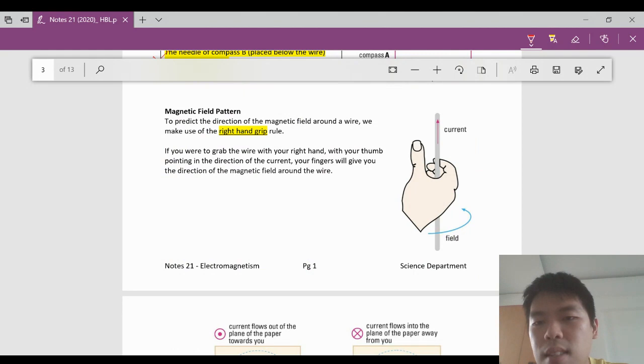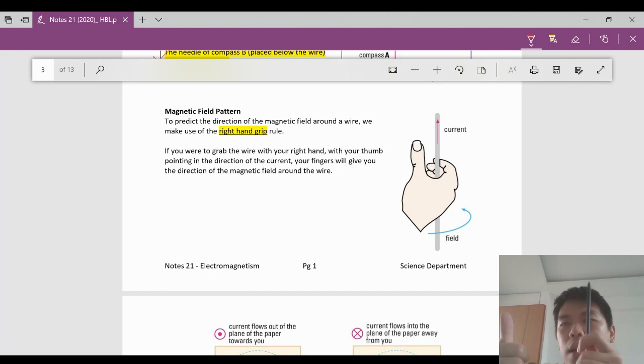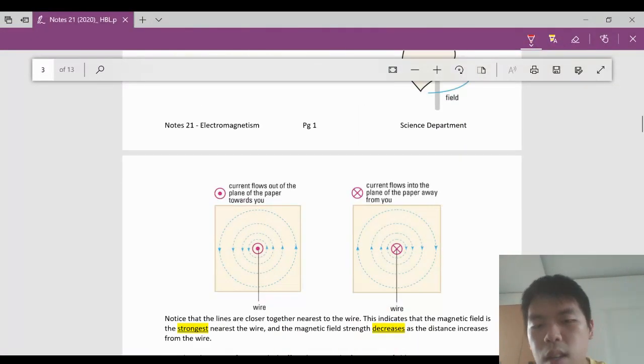The magnetic field pattern is as such. Imagine this is a wire and there's a current going upwards. The sharp end is where the current is flowing. I take my right hand grip rule to identify the direction of the magnetic field lines. My thumb follows the current and I grip it. So if the current goes up, my thumb also goes up to point the direction of the current, and my fingers will show the direction of the magnetic field. In this case, it goes in an anti-clockwise direction if I look from the top. So your right hand grip rule can tell you the direction of the magnetic field. So let's explore it further.